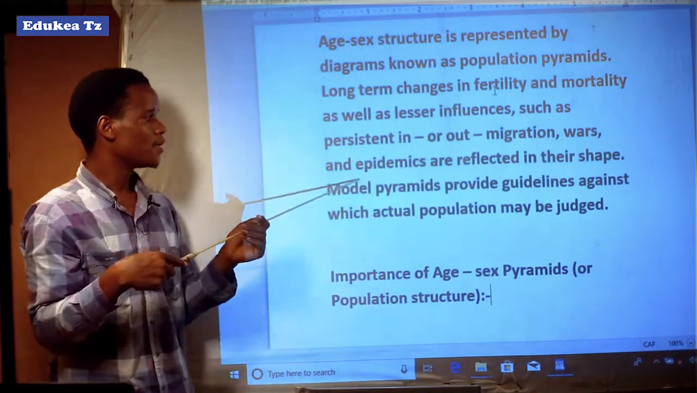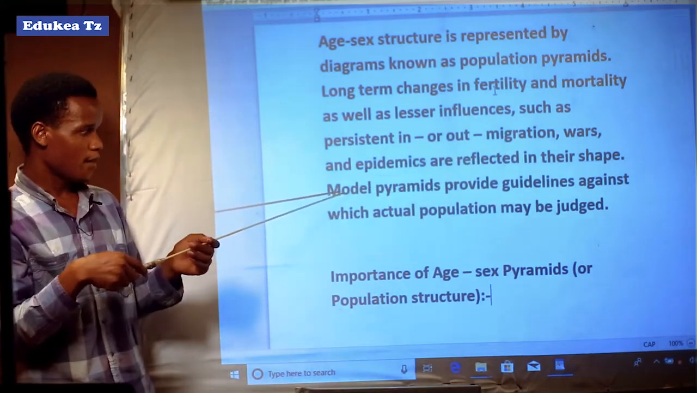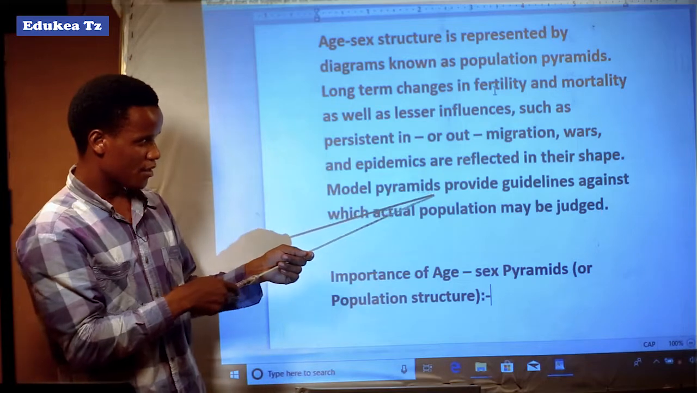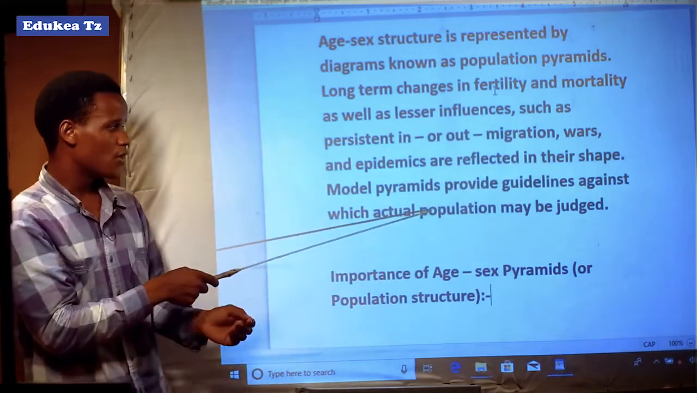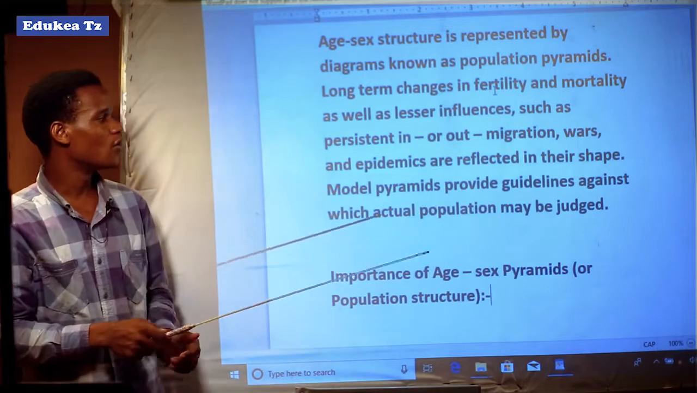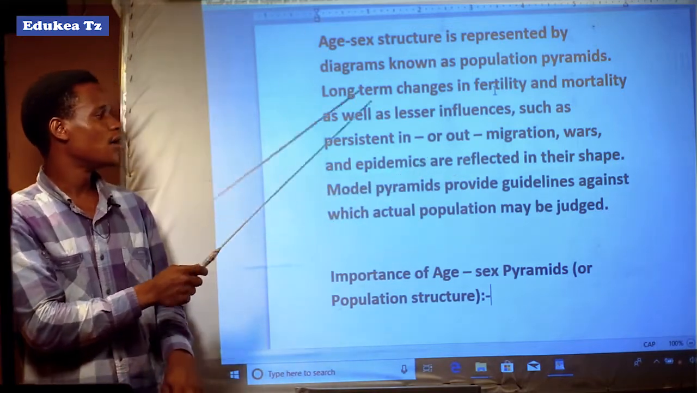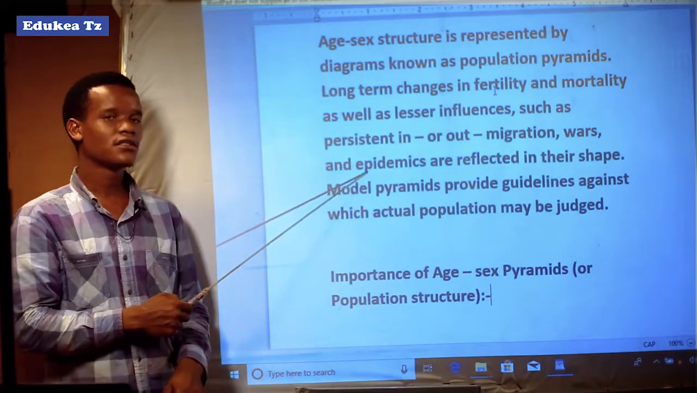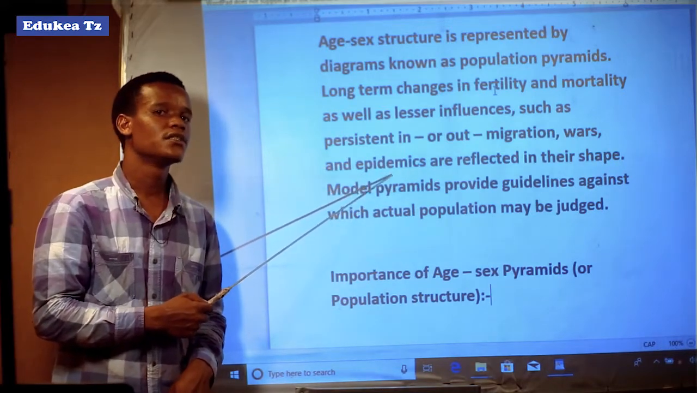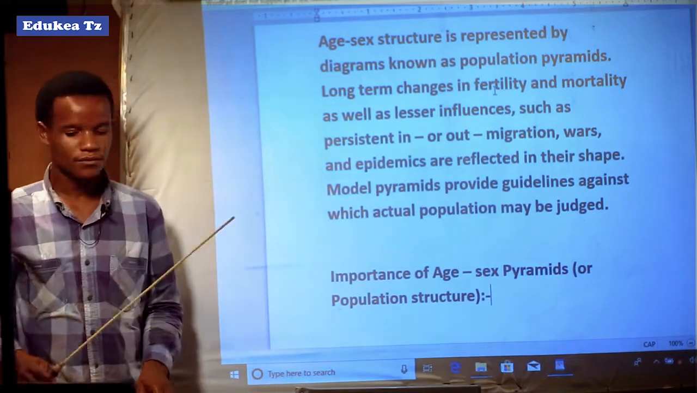Wars and epidemics are reflected in the shape. Model pyramids provide guidelines against which an actual population may be judged. So all of these, migrations and diseases, that is epidemics, are represented in the pyramid structure.